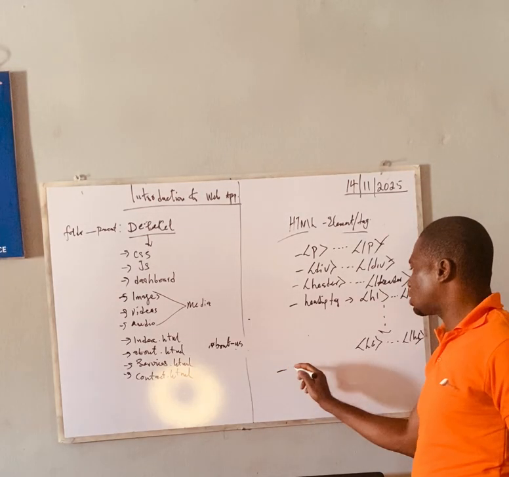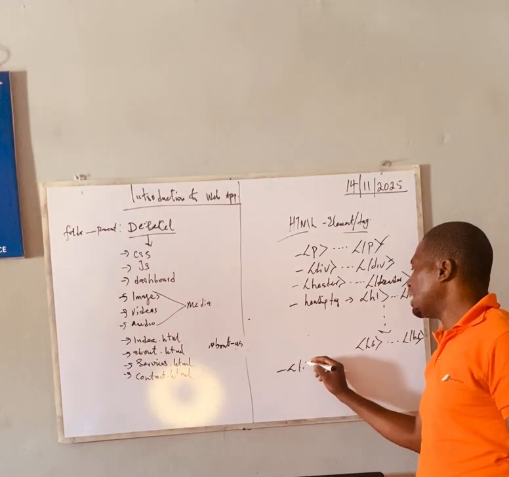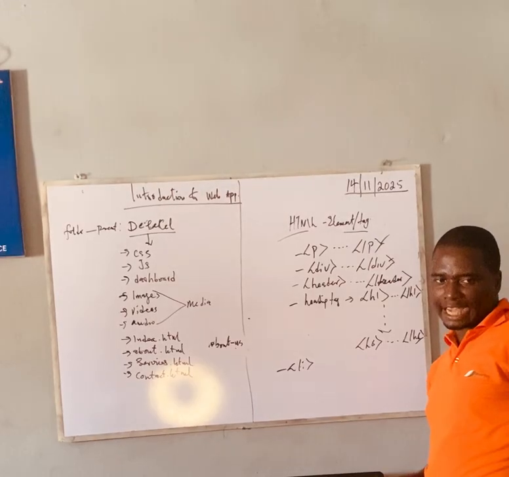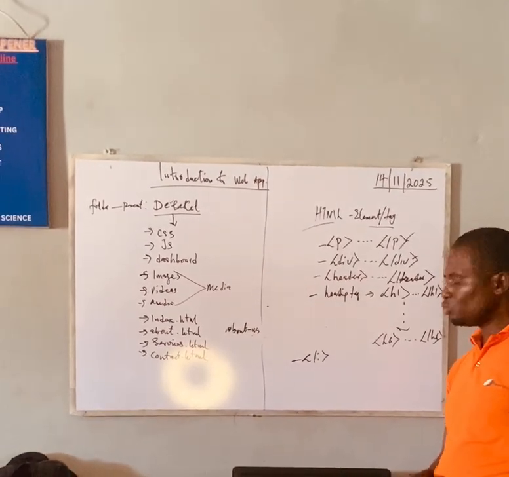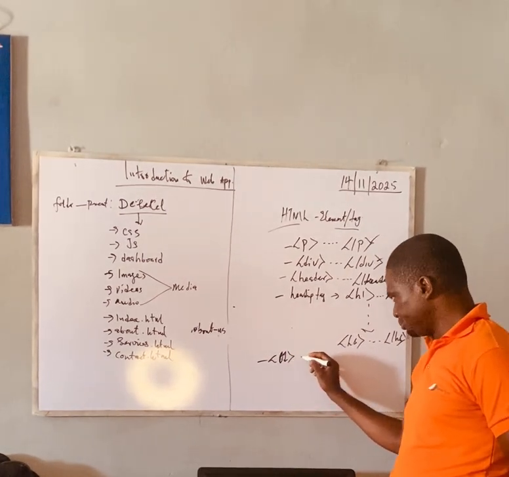Then what other tag? List. So list, we have two types of lists. We have ordered and unordered lists. Are we together? Good. So ordered means OL.